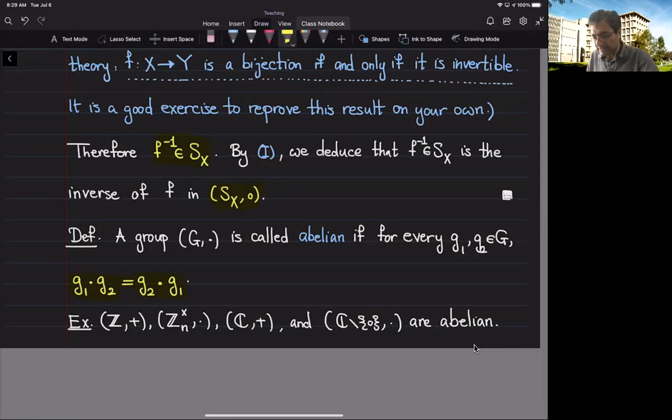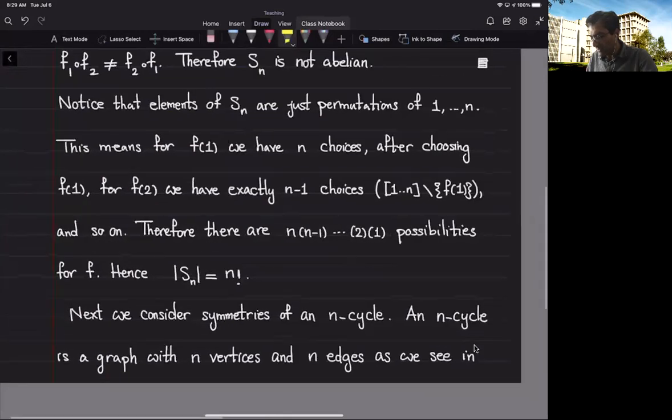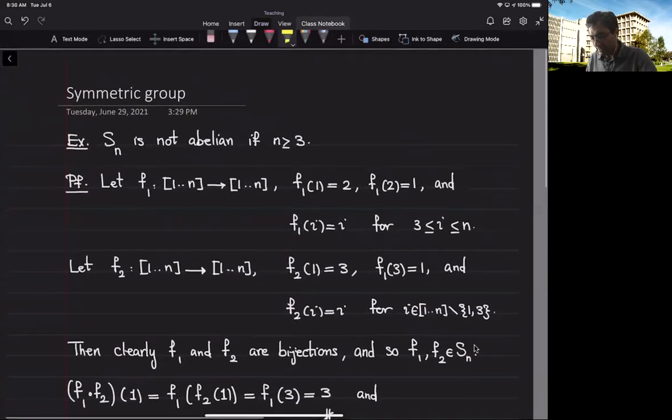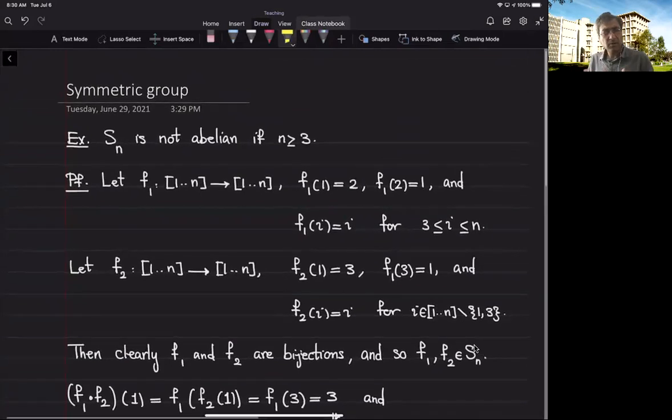Okay, so let's see why the symmetric group is not abelian when I have at least 3 elements inside the set. I'm going to discuss only the case of S sub n, but the general case is rather similar.